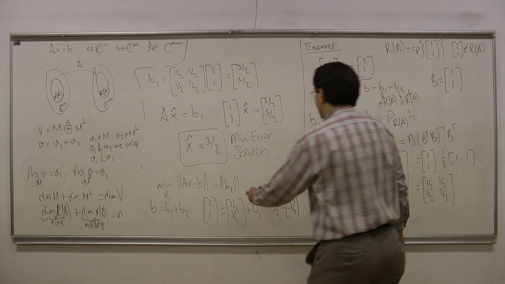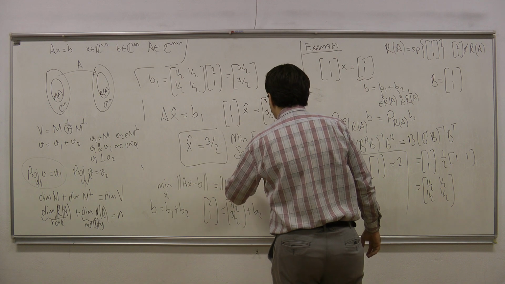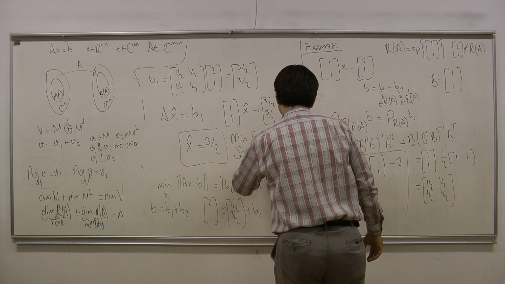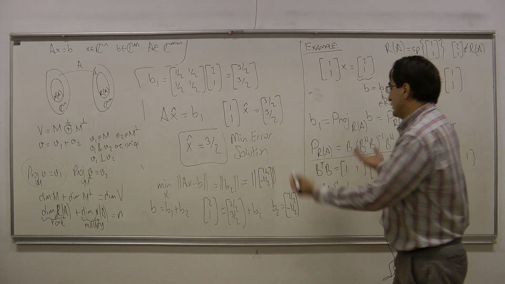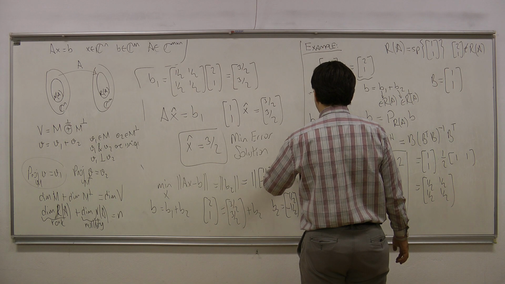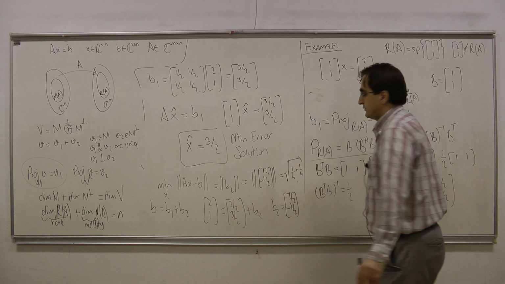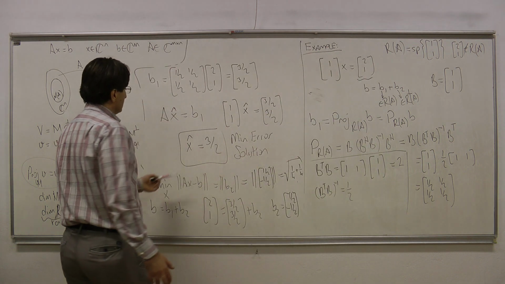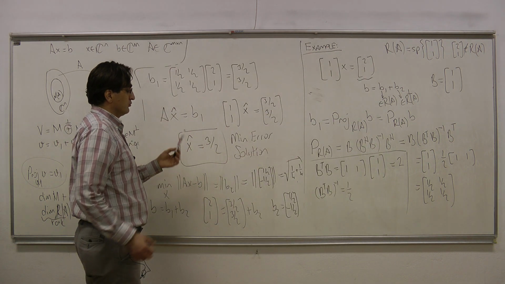And your answer, therefore, the minimum error is going to be just the norm of 1 over 2, minus 1 over 2. Okay? And we know what this is. This is the square root of 1 over 4 plus 1 over 4. And that's it. Okay? That is our minimum error for this approximate solution.